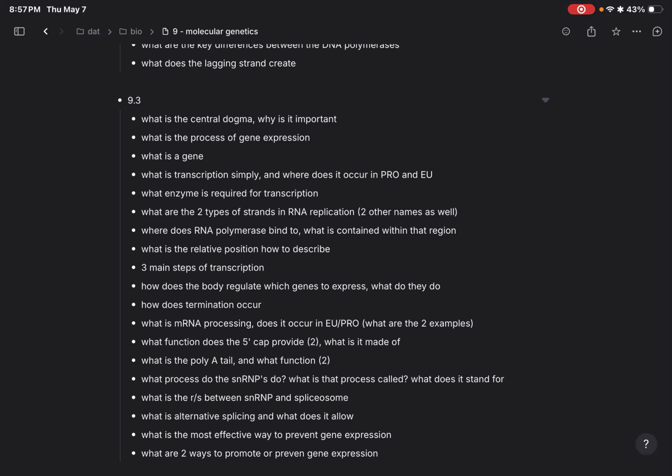What does RNA polymerase bind to? What is contained within that region? RNA polymerase in eukaryotes binds to the promoter region. It contains the TATA box. I don't think we go in depth on that. What is the relative position? There's upstream and downstream of a gene. Usually the promoter will be upstream, before the start of coding. The actual start site of RNA synthesis is downstream of the promoter, so it's after the promoter region.